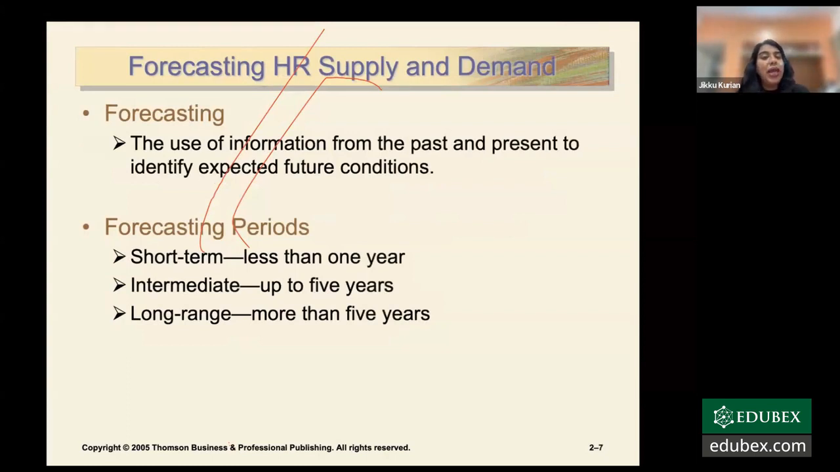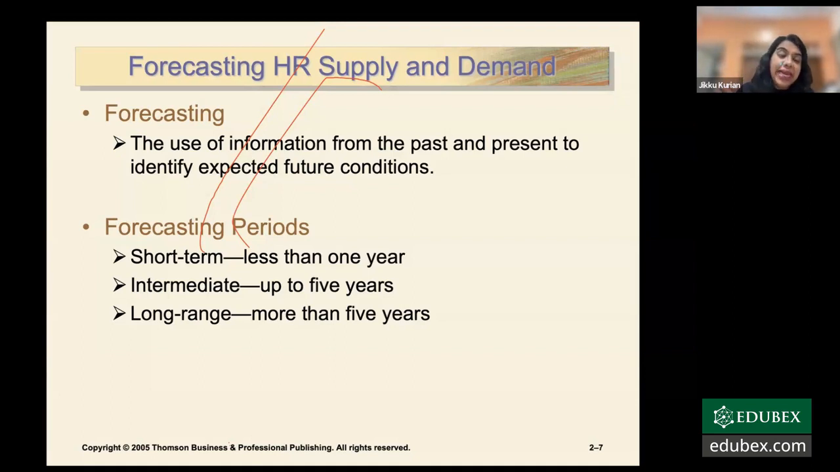Now, we will look at how HR supply, human resources supply and demand, are forecasted. Forecasting is the use of information from the past and present to identify expected future conditions. This is where there is a lot of discussion going on about how data analytics will be the play master in the future, like how data analytics is sinking into all the systems now, and what are the benefits organizations are reaping out of very effective data analysis. So if you look at this forecasting, this is the use of information from the past and present.